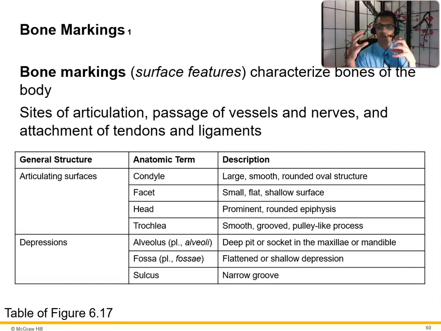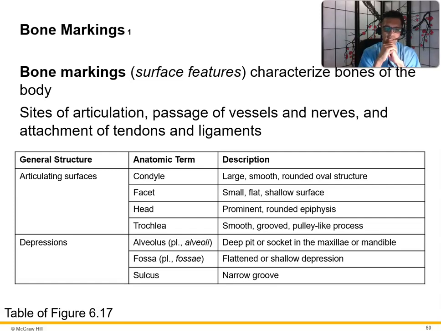Articulating means where is it going to join together? So you have condyles, facets, the head, and the trochlea. A condyle is a large, smooth, rounded oval structure. A facet is a small, flat, shallow surface. The head is a prominent, round epiphysis. The trochlea is a smooth, grooved, pulley-like process.